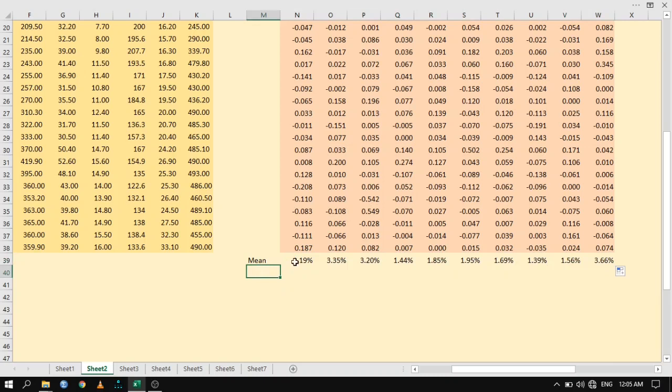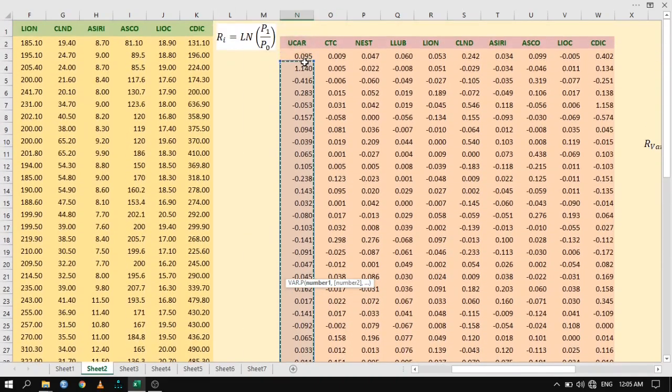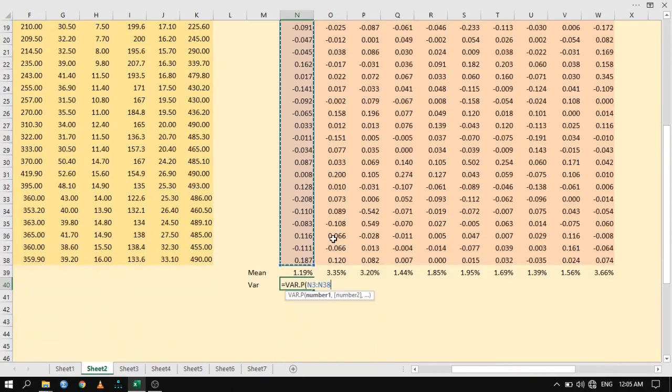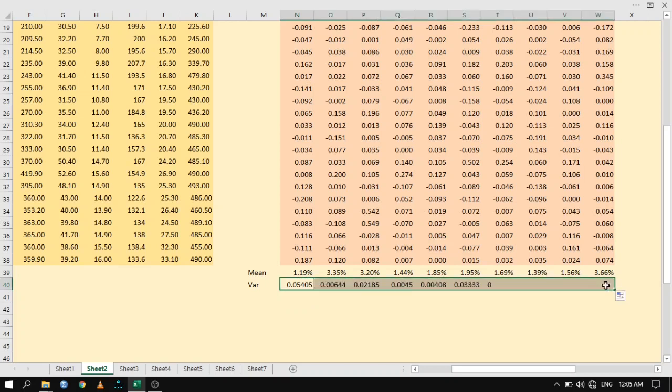So next thing I'm going to do is calculate the variance. In order to calculate the variance, I am going to use again an Excel function, variance of the population. Again I am going to use this whole set of observations, 36 observations. Enter. Then I am going to copy that formula also. So these are the information that we have here.